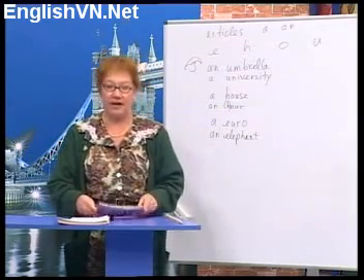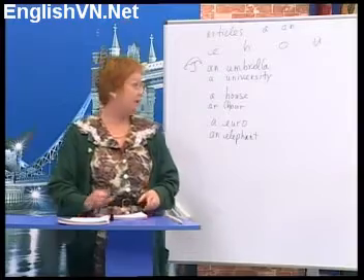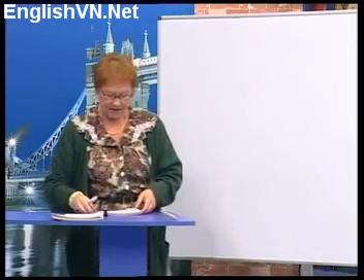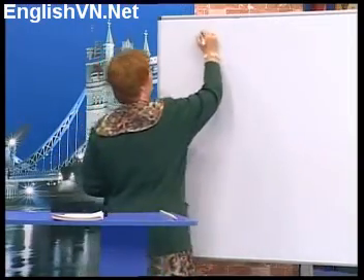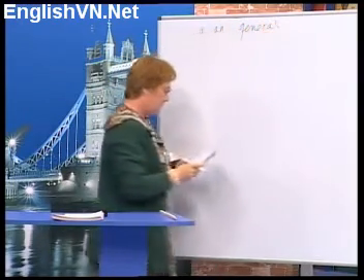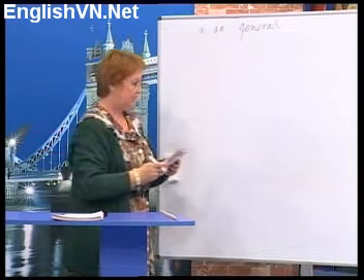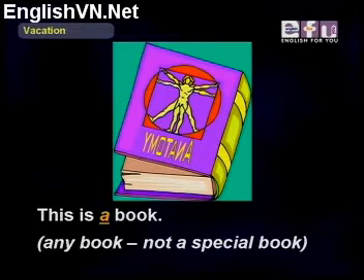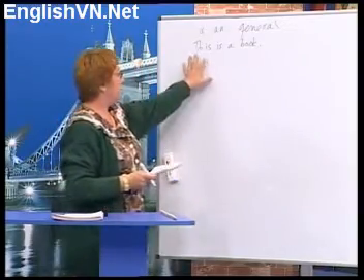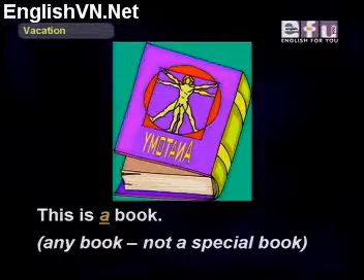Okay, now let's look at a few more examples. Now, let's make some room here, and we'll look at some examples of a and an. Okay, now, we talk about a or an when something is general. We're speaking in general. So we can say, this is a book. General. So this is a book. It's any book. It's not a special book.